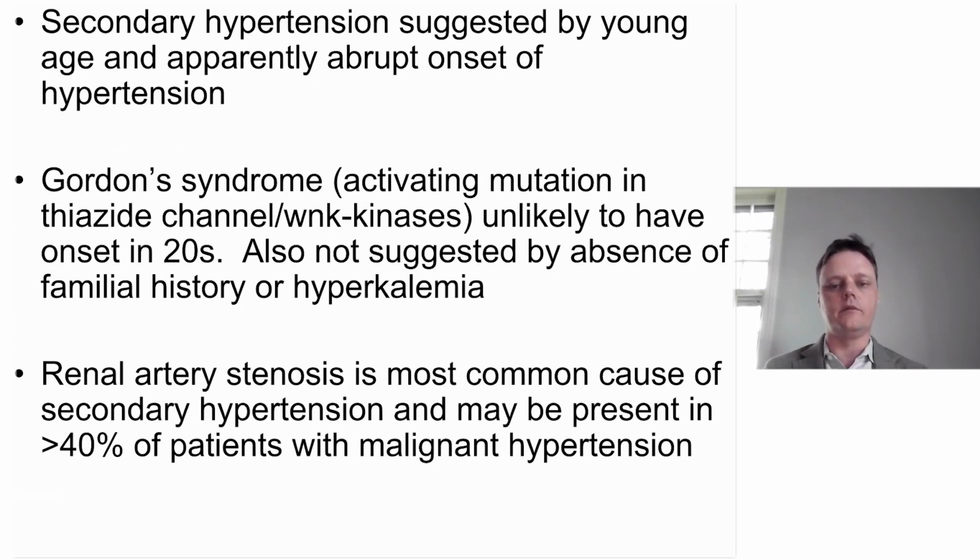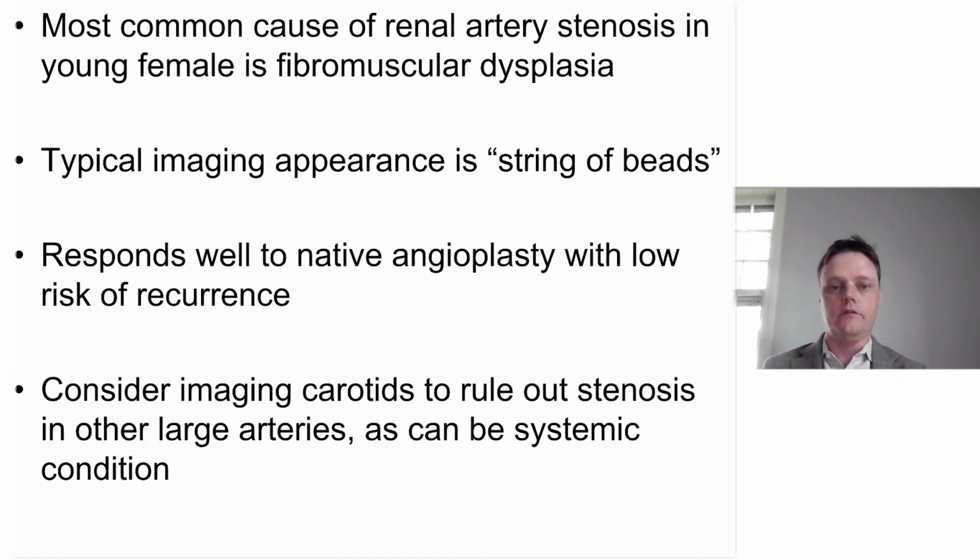Renal artery stenosis is the most common cause of secondary hypertension and may be present in about 40% of patients with malignant hypertension. The most common cause of renal artery stenosis in young women is fibromuscular dysplasia. The typical imaging appearance, just as we saw on that CT angio, is the string of beads.